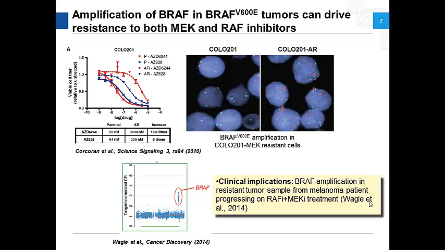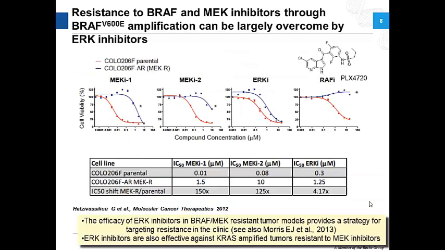And more recently, analysis of tumor samples from melanoma patients progressing on RAF plus MEK inhibitor treatment has also identified BRAF amplification in one of the tumor samples, suggesting that this mechanism can also happen in the clinic. Interestingly, the resistance to BRAF and MEK inhibitors that arises through BRAF V600E amplification can be largely overcome by treating cells with an inhibitor of a downstream effector of MEK, ERK.